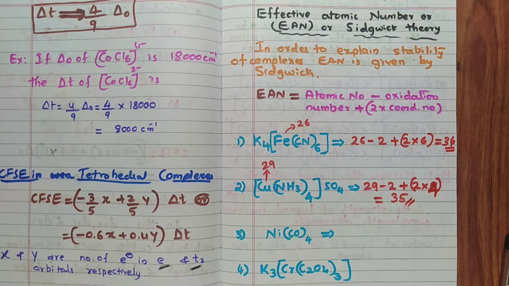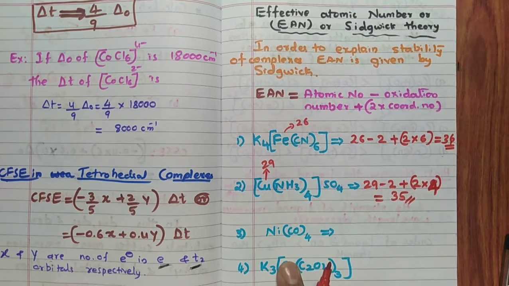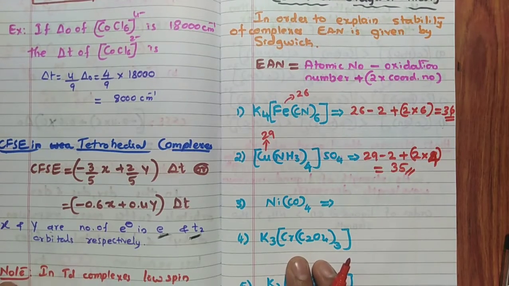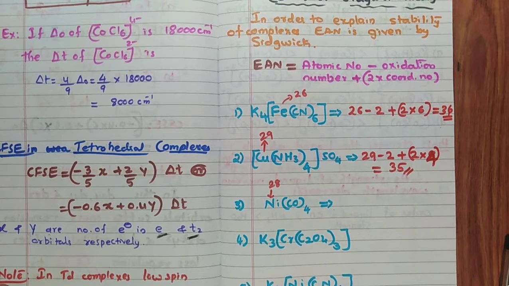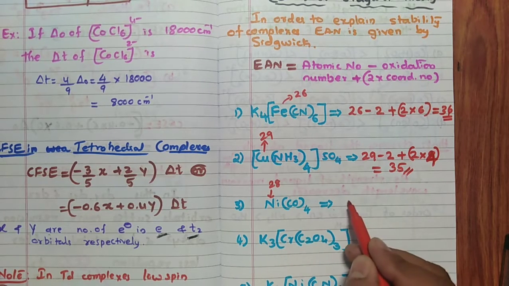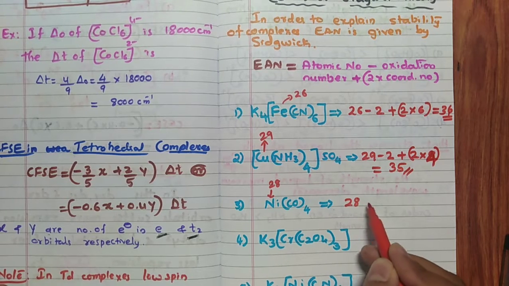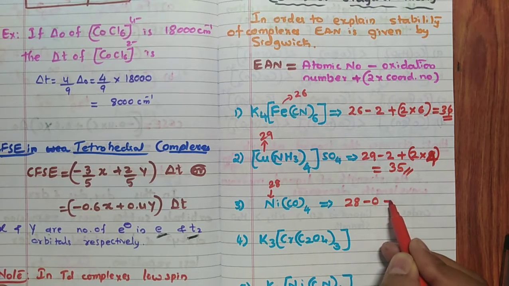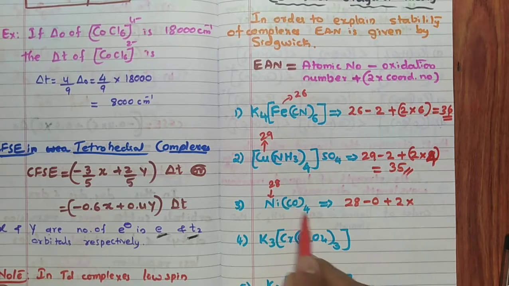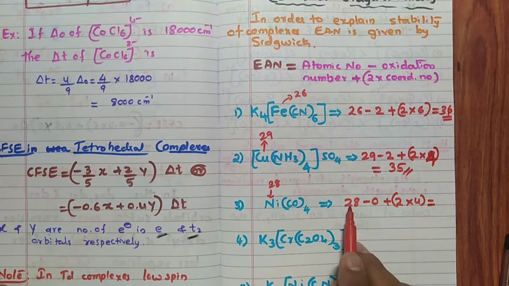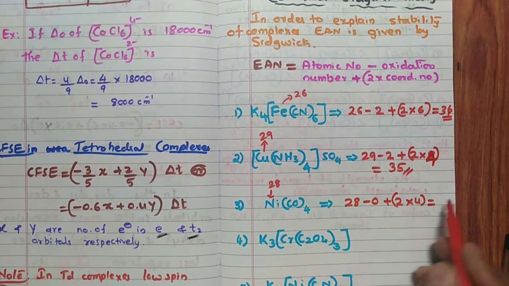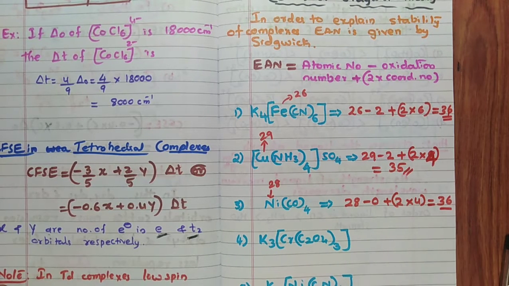Then you calculate for this: Ni(CO)4. Ni, nickel, atomic number 28. Correct? So the oxidation state is 0. It is a zero-valent complex, a metal carbonyl. So in this particular case, 28 minus 0 plus 2 into the coordination number, which is 4. So 4 is equal to 28 plus 8, so 36. Like that.